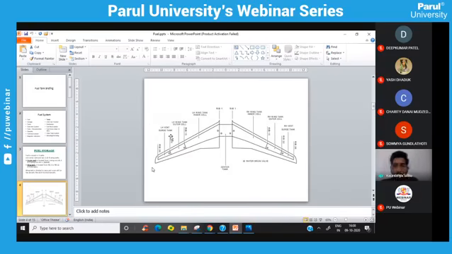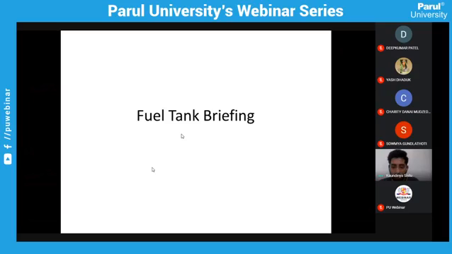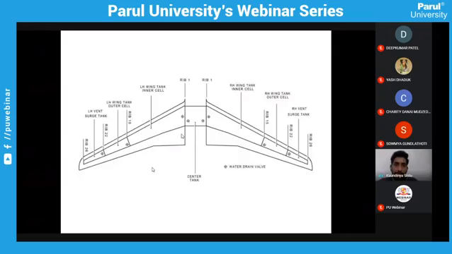Fine. So this is a schematic diagram of the tank, how it will be defined. LH and RH vent tanks. Here the center part is the center.